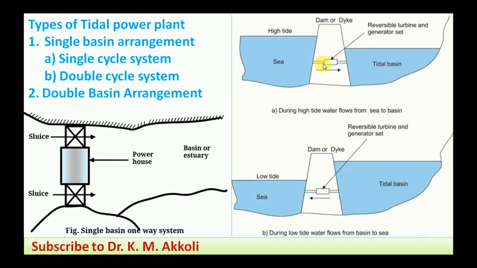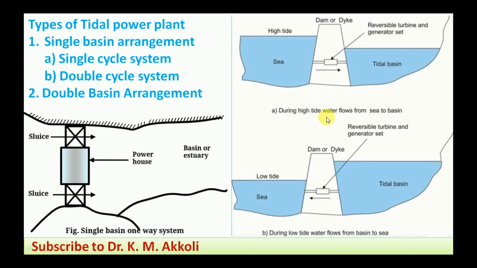Then there will be sluice gates, which are provided due to the higher level at the sea surface. Then the water enters through the sluice gate and enters into the tidal basin formed by the dam. The water will go on storing here, and there is no reverse flow of the water. Only the forward flow through the sluice gate will take place.